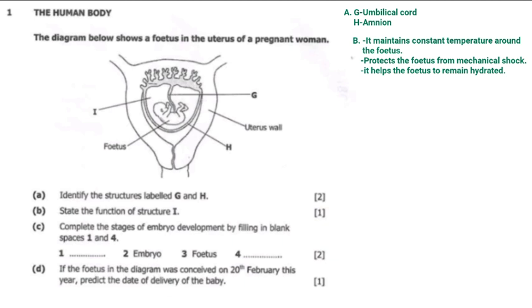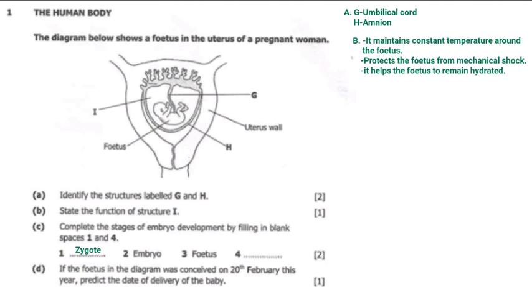Immediately the conception happens, there is a meeting of the sperm and the egg. What is formed is a zygote. So zygote, in other words, is called the fertilized egg. So when the sperm and the egg meet, they get fertilized and form a zygote, which is called a fertilized egg. Okay, so the first stage is zygote.